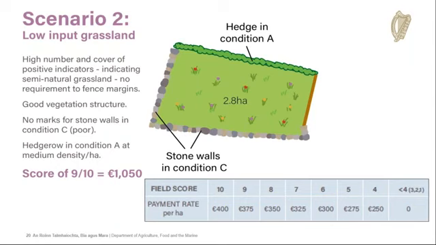There's stone walls around the west and southern boundaries. They're in condition C, so there's no marks awarded for those. Wire or post and rail fence on the eastern boundary, there's no marks for those, but he has got a mark for the condition hedge in condition A at a medium density per hectare out on the northern boundary. So all of that adds up to a score of 9 out of 10, which is €1,050, and a score of 9 out of 10 per hectare is €375.